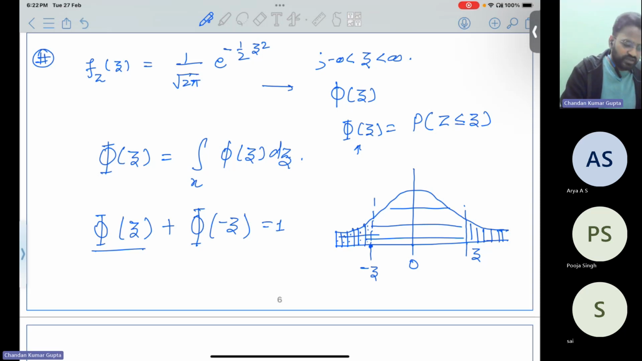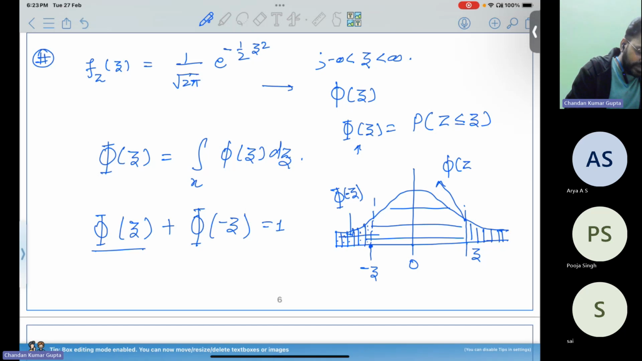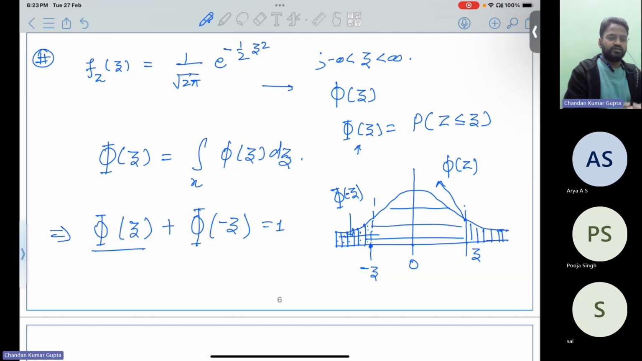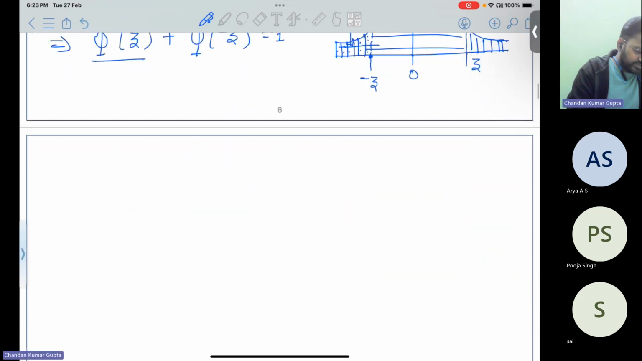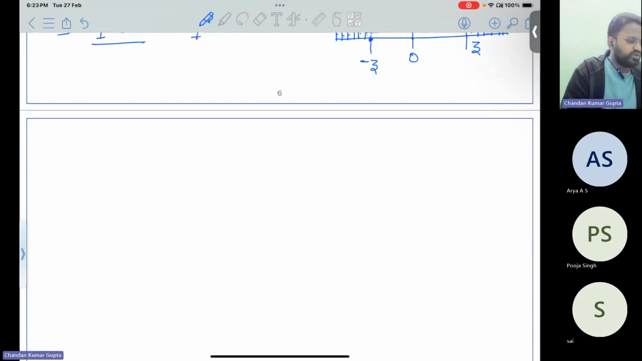Okay, start then. Then this area is the probability, like, phi of minus z. And from this point up to the left side, it is phi of z. So this property can be used. Also, similarly, let me draw a curve actually.